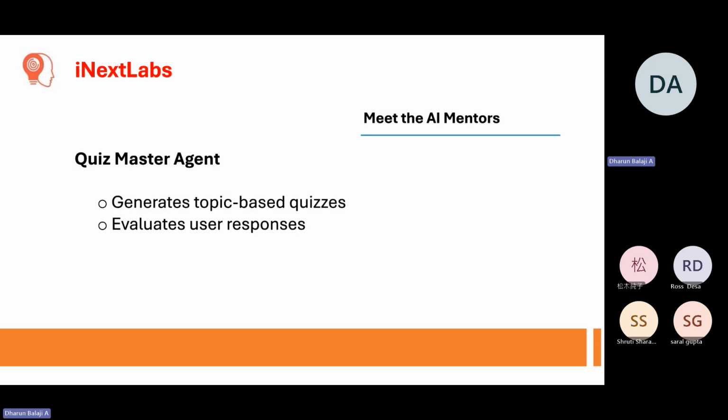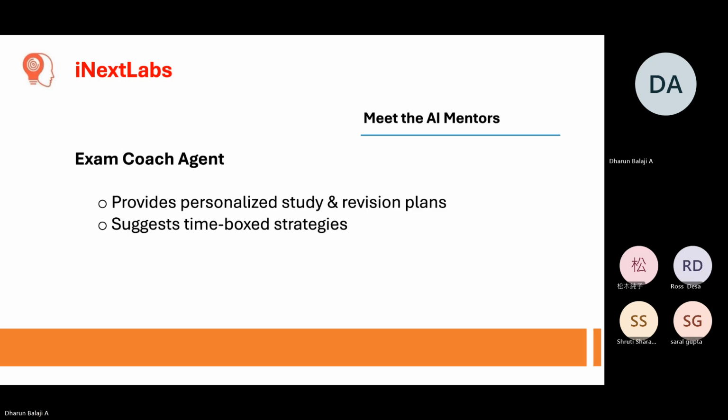Next, the Quizmaster. This Quizmaster generates questions and evaluates answers also. The last agent is the Exam Coach Agent, where you provide personalized study and revision plans. When you ask, let me revise, give a study plan to revise a topic, let's say Ohm's law within 5 minutes, then it will give a study plan or something like that.